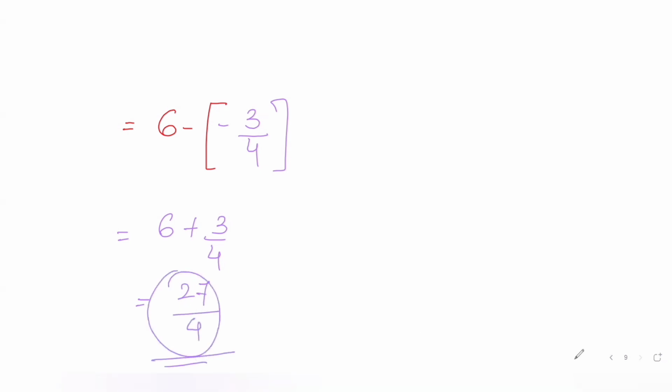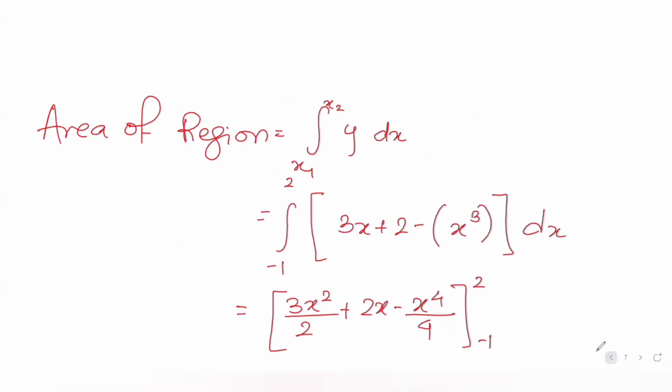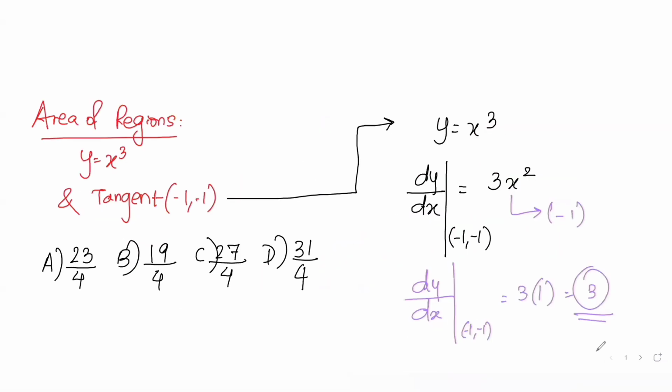So you get the understanding here that the area of the region which is enclosed between the curve y equal to x cube and its tangent at the point -1, -1 is 27 by 4. And if you see the option that matches here with the question, it is answer C. I hope you have understood how to solve this type of question which deals with finding the area of the region which is enclosed between the curve and the line.